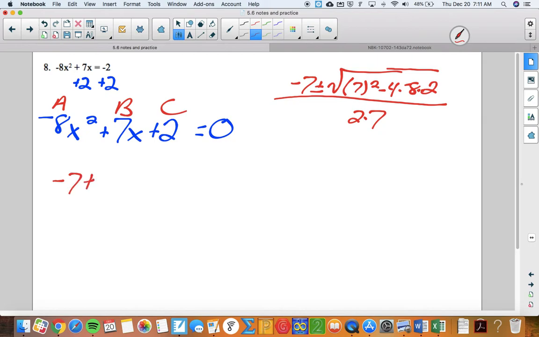So we get -7 plus or minus the square root of, let's figure this out, 49. I'm just doing some number crunching off to the side, but you can just punch this right into your calculator. 49 minus 64. Ooh, that'd be a +64. Which is going to be, I think, 113. That doesn't feel right. Yeah, it is 113. All over 14.